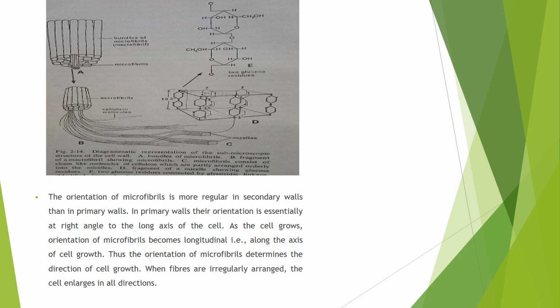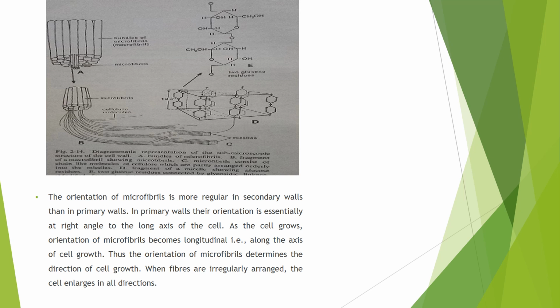This diagram depicts the ultrastructure of the cell wall. These are two glucose molecules linked by beta 1,4 glycosidic linkage. This is a portion of the cellulose molecules containing glucose chains. These chains form elementary fibrils. These elementary fibrils are aggregated to form micelle, and micelle are aggregated to form microfibrils. These microfibrils are aggregated to form larger unit, which is called macrofibril.